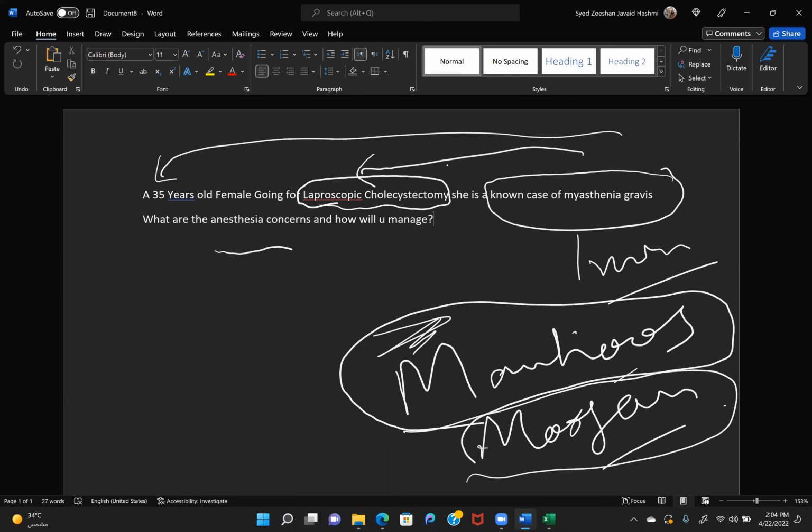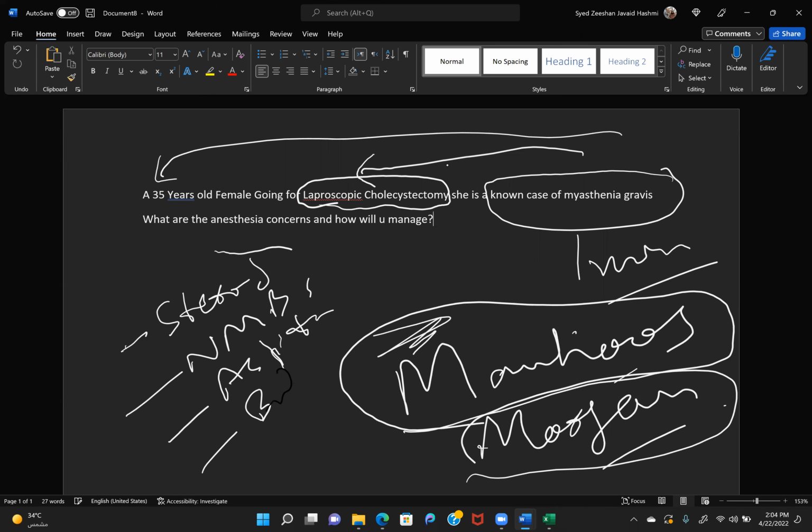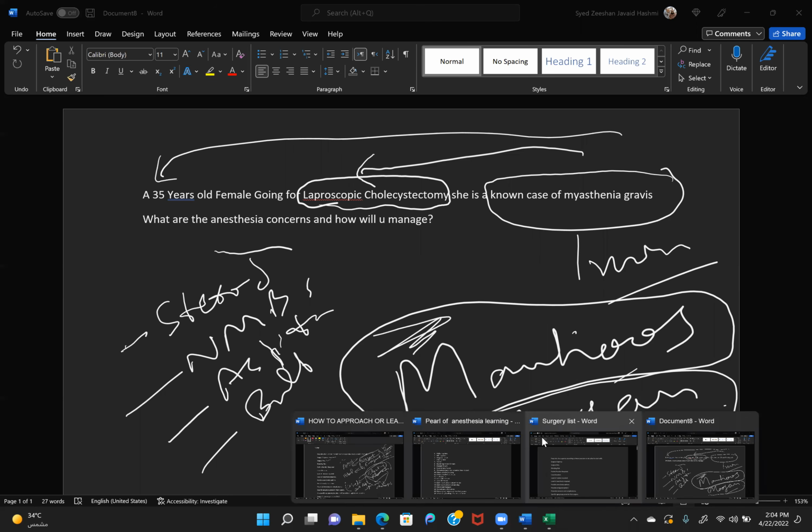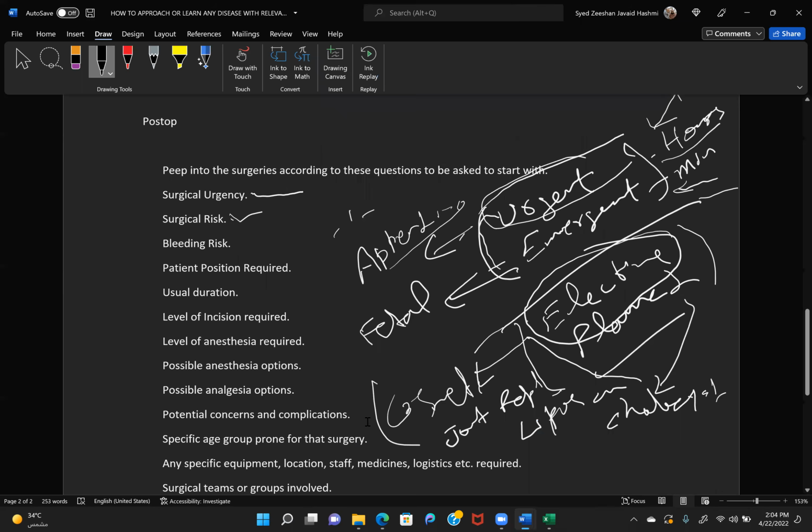So this is the example that in this patient, if you want to highlight steroids, neuromuscular blockers, aspiration, bulbar, you can just make buzzwords in one line for revision. So if we fit the surgical aspect in this approach, which I told, is it an urgent surgery? It is elective to planned surgery.